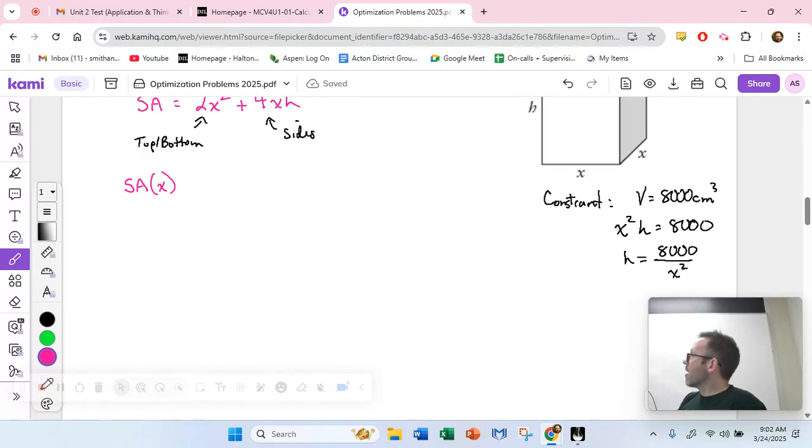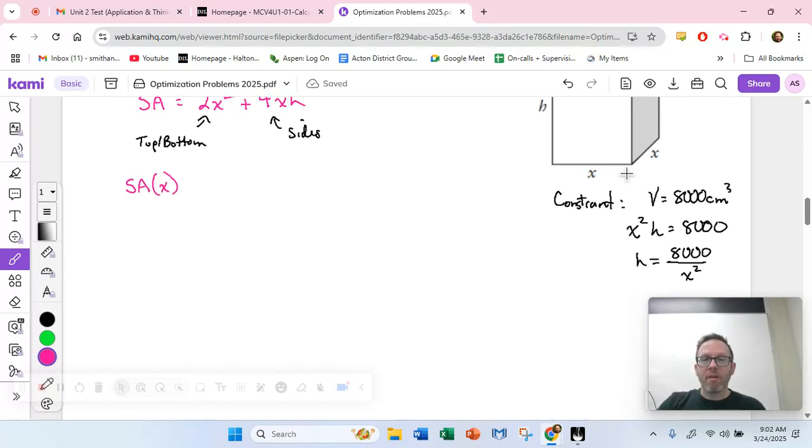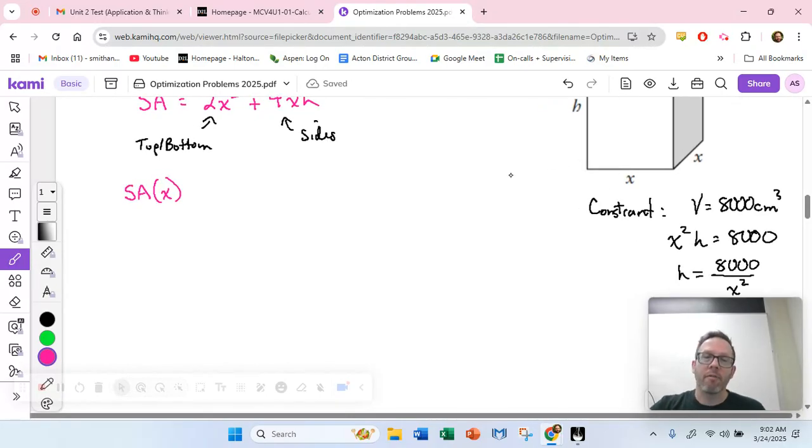So now we can get a surface area function just in terms of 1 variable x by replacing h with what h is equal to. So we have 2x squared plus 4 times x times 8,000 divided by x squared. Unlike the previous question, this isn't a parabola. You can't use your grade 10 techniques and find the vertex. We have to resort to calculus to do this kind of problem.